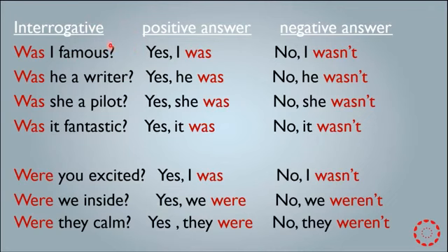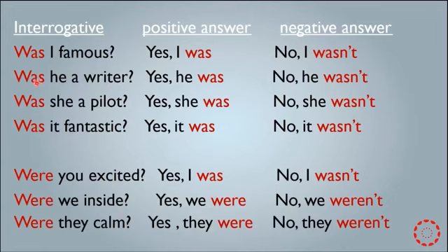Okay? Was and were should be at the beginning of a sentence when we talk about interrogative form. Was is here, see, before these 4 subjects. Were is also here before these 3 subjects. And for the answer, was I famous? Yes, I was. We just changed the position. Okay? For no, I wasn't. Change was to wasn't in negative form.